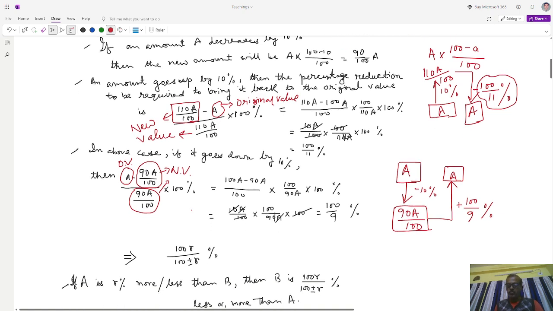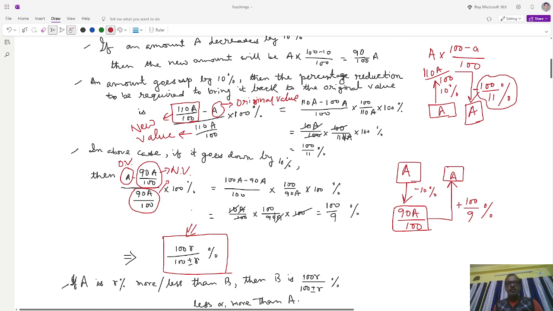So in general form, if the rate of increase or decrease, or goes down or goes up, is R, then this will be 100R divided by 100 plus or minus R percent. This is the general form. You need not memorize this form. You have to gain the ability to deduce the form from the problem directly.